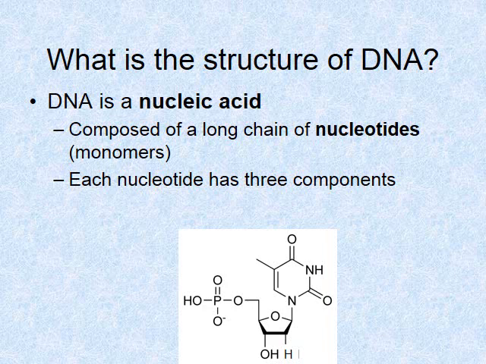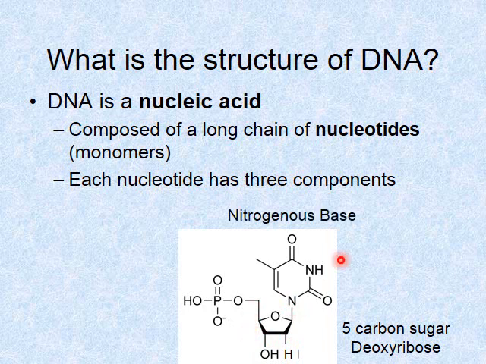Each nucleotide has three components. The 5-carbon sugar, and it might not be well defined here, but it is pointing to this molecule right here, the 5-carbon sugar. And this is deoxyribose. Deoxyribose, again, is missing that oxygen, and that oxygen would be right here if it were RNA, but this is DNA, so it's not there. There's no OH, it's just an H. But this is our 5-carbon sugar.